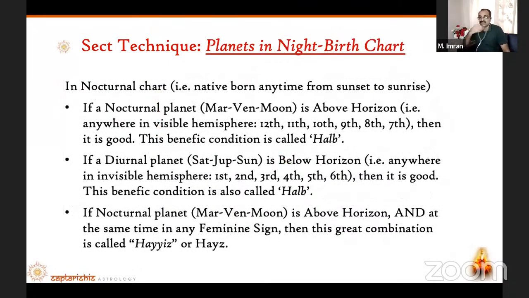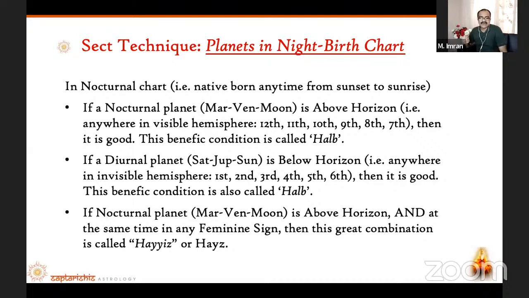Yes, this one. So this is again about the sect, but in reverse order. The sect technique: planets in a night birth chart. Certain planets are good in a night chart. In a nocturnal chart, that is a native born anytime from sunset to sunrise, right? This whole page is about the night chart. If you are born at 4 a.m., 5 a.m., or 3 a.m., or after sunset at 8 p.m., 9 p.m., anytime, any ascendant, it is a nocturnal chart.